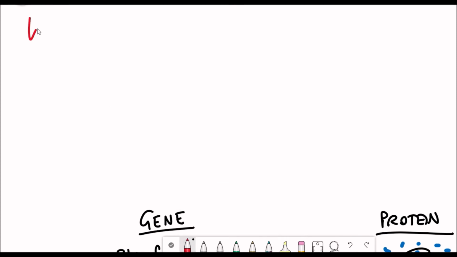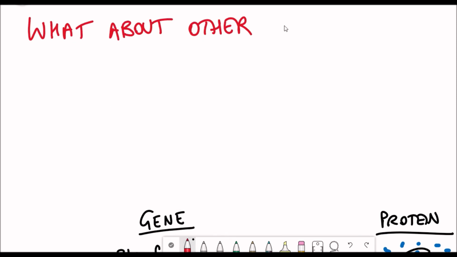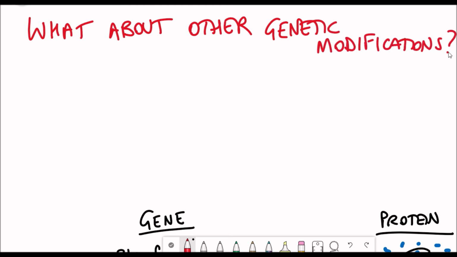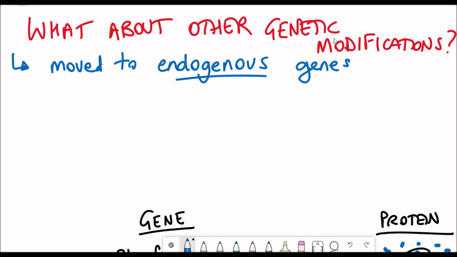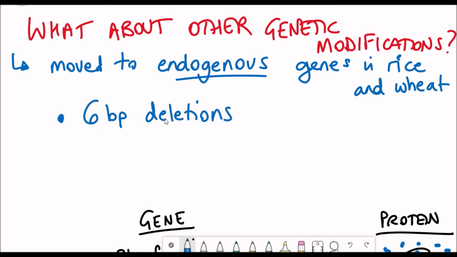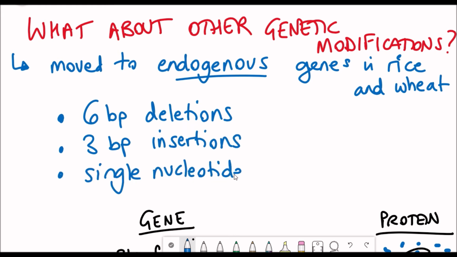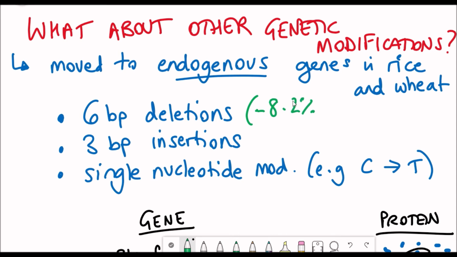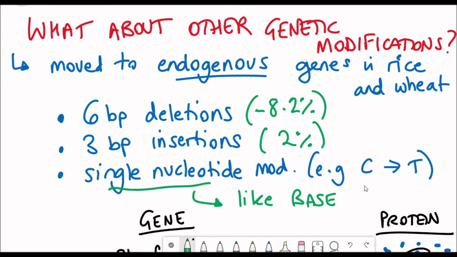So to go from a blue fluorescent protein to a green one, that requires a substitution in the nucleotide sequence. But what about editing and including other genetic modifications? So to examine this in prime editing in plants, they moved to endogenous genes in rice and wheat. And they tested to see if they could include six base pair deletions, three base pair insertions, and single nucleotide modifications, for example, going from cytosine to thymine. So, just to mention some of the editing efficiencies they achieved with these modifications, they got around an 8.2% success rate with the deletions, around 2% with the insertions. And they also did see some success with the single nucleotide changes.